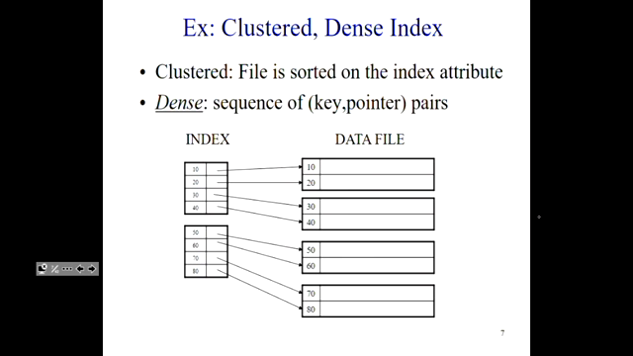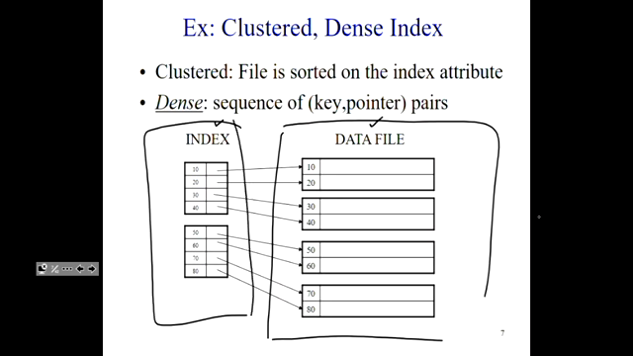Okay? So let's say I have my data and index in this manner. This is my data file. This is my index file. Okay? And this is clustered. Therefore, the file is sorted on the index attribute. So as you can see, the data is in sorted order on the index attribute. And at the same time, it's dense because I have a pointer to every single record in my data file. Okay, I have a pointer to every single record in my data file, and therefore it is dense.